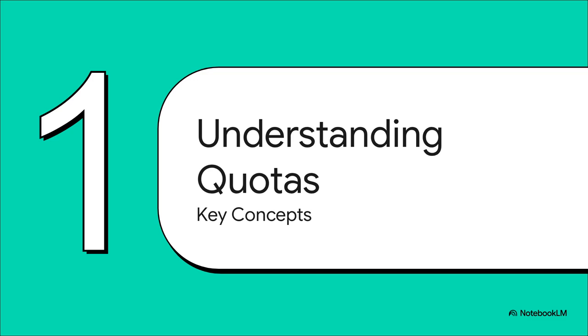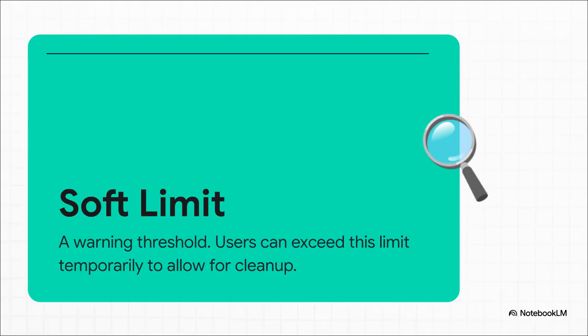Okay, so before we start typing any commands, we've got to get the lingo down. Let's quickly go over the key concepts that make this whole quota thing work. First up, the soft limit. The best way to think about this is like a friendly nudge from the system. It's kind of like a low balance warning from your bank. You've crossed a certain line, and while nothing's broken just yet, it's a clear signal to the user: hey, you need to start cleaning house.